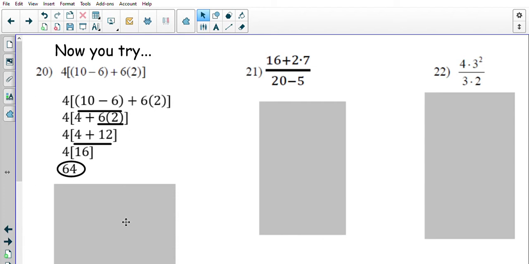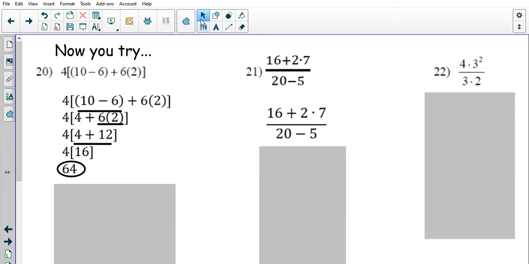I don't usually write it out like that in one line. I just simplify the top, simplify the bottom, and then solve from there. So what I would do first, and I'm actually going to highlight this instead of underline it, is I would do the 2 times 7 first to get 14.